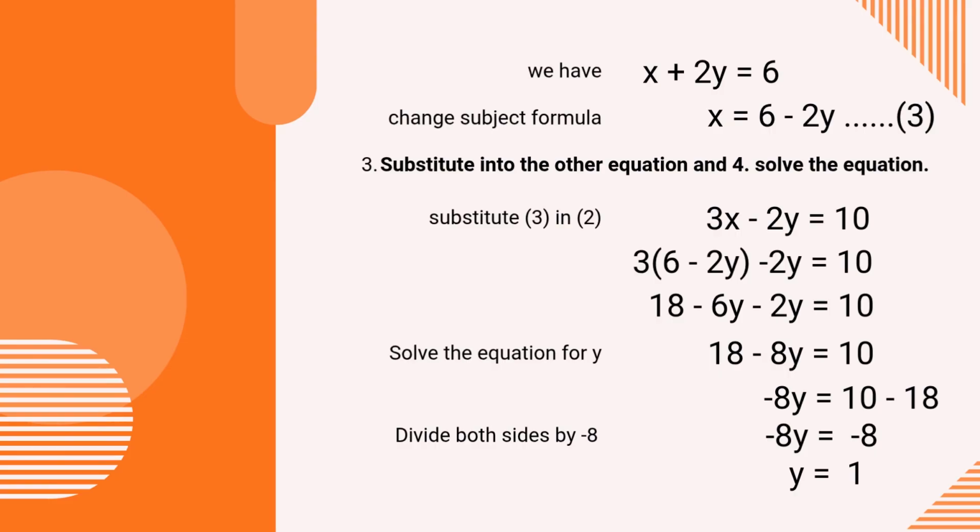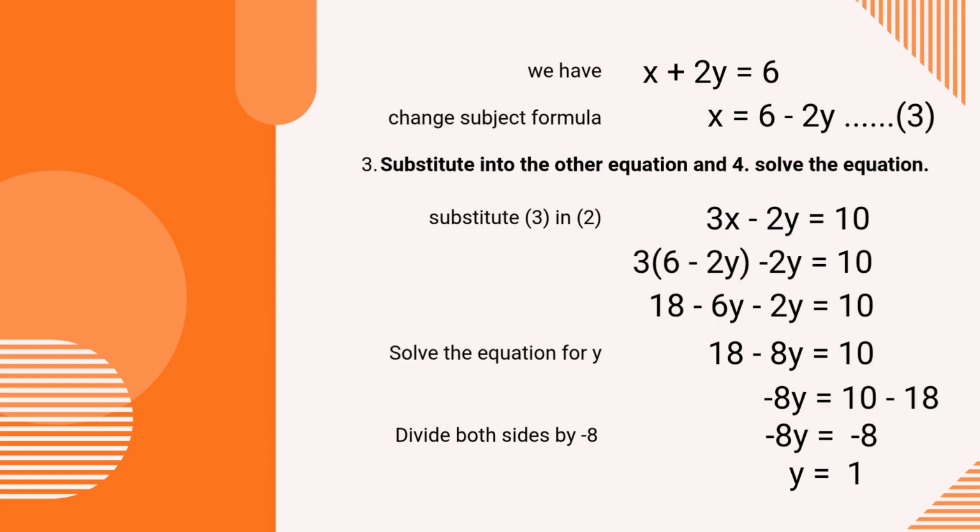At this point, we've gotten x. We've not gotten the answer of x in particular, but we have made x the subject of the formula and we call it equation 3. Moving forward, the next step says substitute into the other equation, and step 4 says solve the equation. So substituting into the other equation, we'll now substitute equation 3 into equation 2. Remember, we worked on equation 1 and made it x equals 6 minus 2y. When we are substituting, we're not going to put it into equation 1 anymore because we've already worked on equation 1. So we are substituting equation 3 into equation 2.